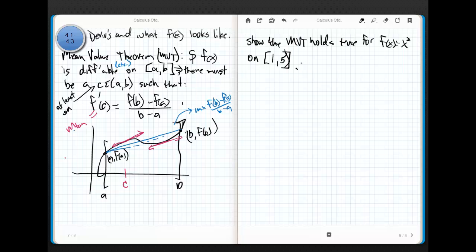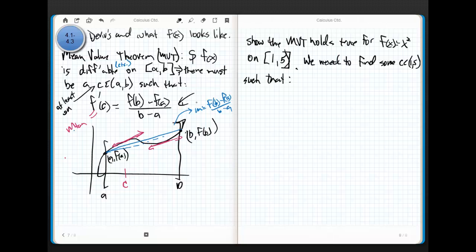All right, now we need to find some value, so we're just going to call this some c that's an element of the open interval from 1 to 5 such that, now what? Well, we just got to satisfy this, right? F prime of c, which is equal to what? Well, f prime of x, let's just put some notes up here, is equal to 2x. So f prime of c is equal to 2c.